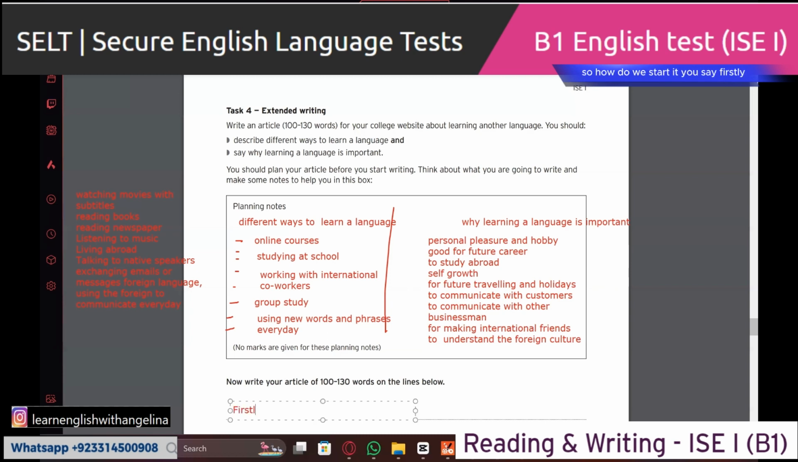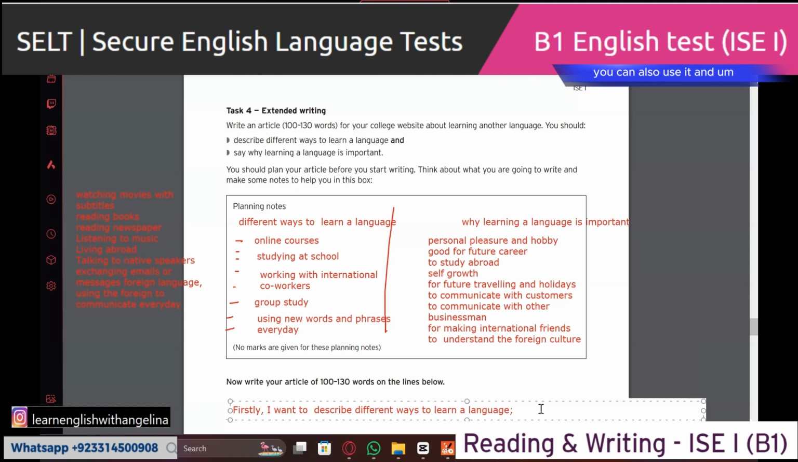You say firstly, I want to describe different ways to learn a language. Right? So when we say it, after that we put a semicolon. The semicolon is for people who are not good at connecting sentences and don't know grammar. This semicolon allows them to connect their first thought with the rest of it, right? That's why I use it here. You can also use it.